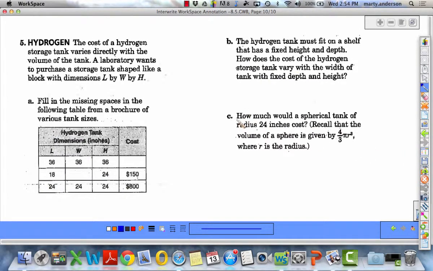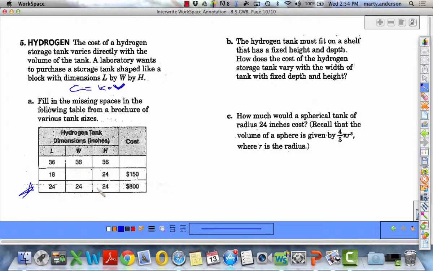And this last problem, this hydrogen problem, the cost of a hydrogen tank. The key one here, it says that the cost of the hydrogen storage tank varies directly with the volume of the tank. So cost equals K times V. Now this V is length times width times height. So fill in the missing spaces in the table. Well, the known values are here.